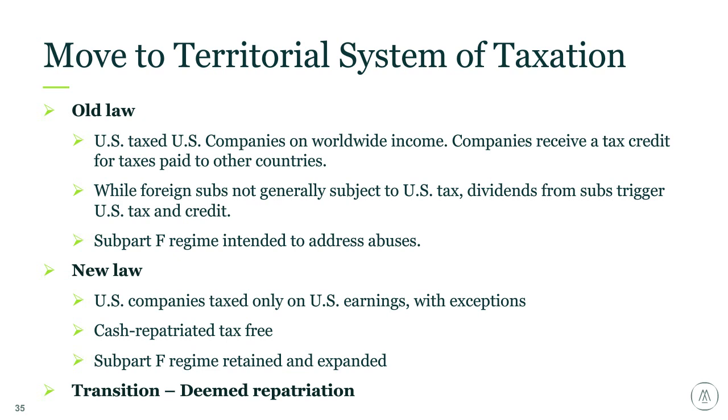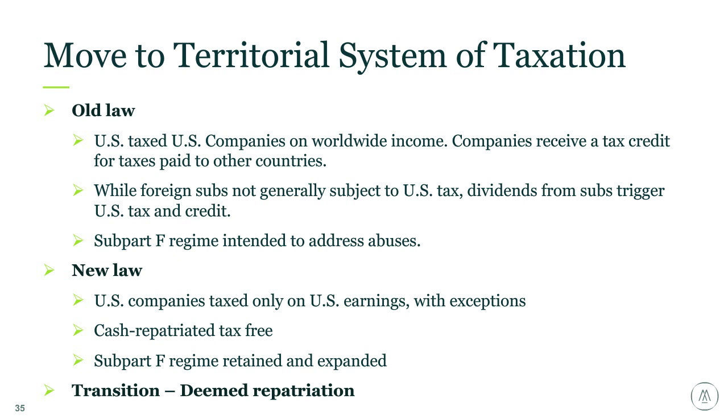Under the old law, the U.S. generally operated on a worldwide tax system such that the U.S. taxed all the income of a U.S. company. However, earnings from foreign subsidiaries were generally deferred from tax until those earnings were repatriated back to the U.S. When that happened, the U.S. shareholder would recognize dividend income, and if the shareholder were a C corporation, then they would get a credit for any underlying taxes paid by that foreign subsidiary to mitigate the double tax burden. And then you had the subpart F regime on top of that, which was a backstop to this general deferral concept to counteract any perceived abuses within the system.